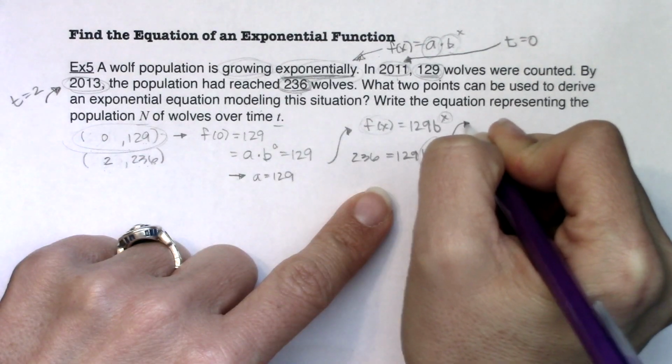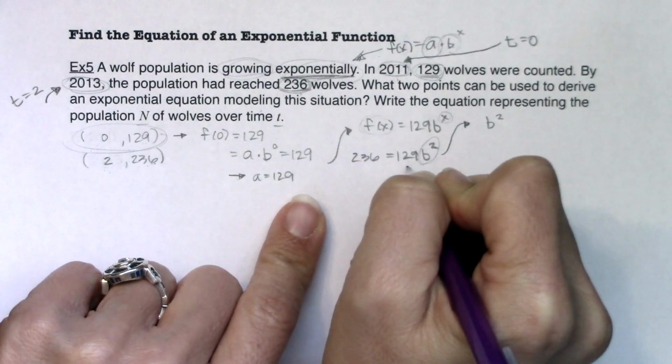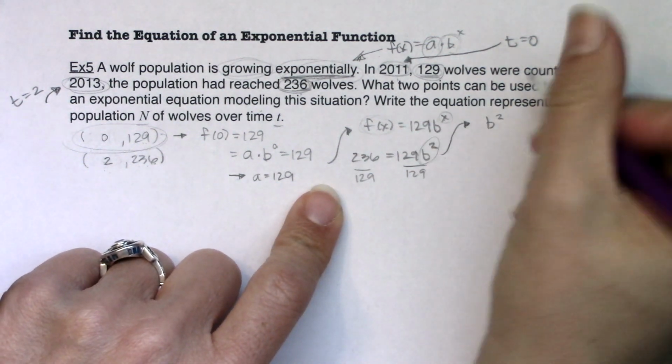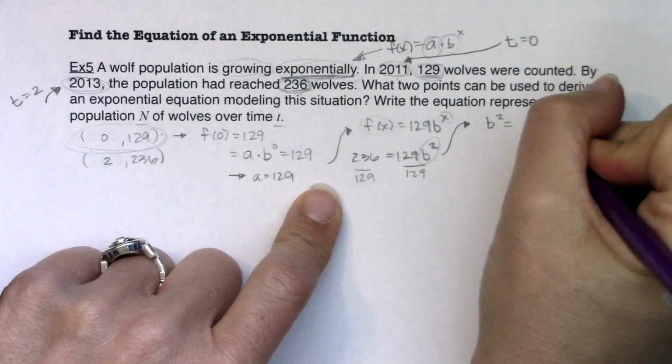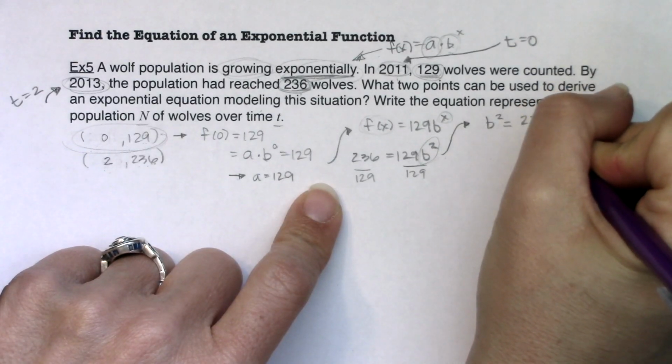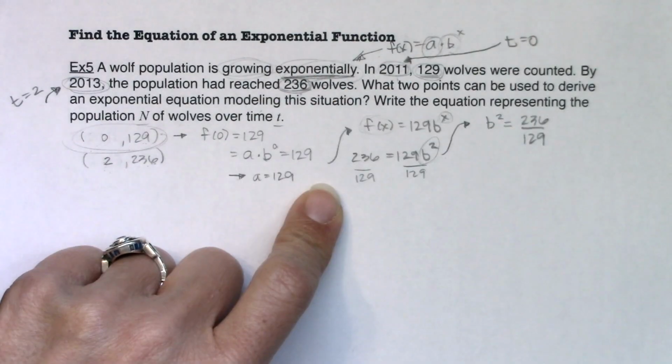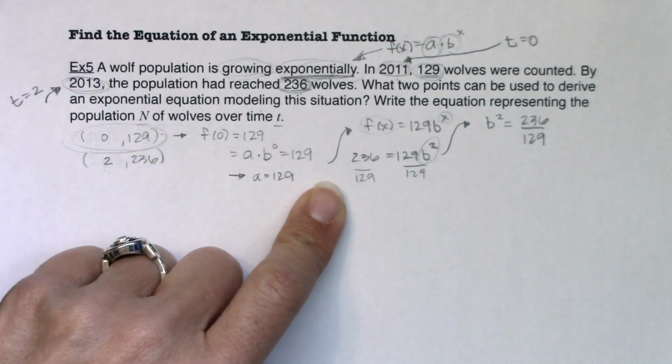So what I mean by that is, just to be clear, I'm going to divide both sides by 129. I like to write the variable I'm solving for on the left side of my equation. So b squared equals 236 over 129, and then I'm going to go to my calculator and crunch that number.